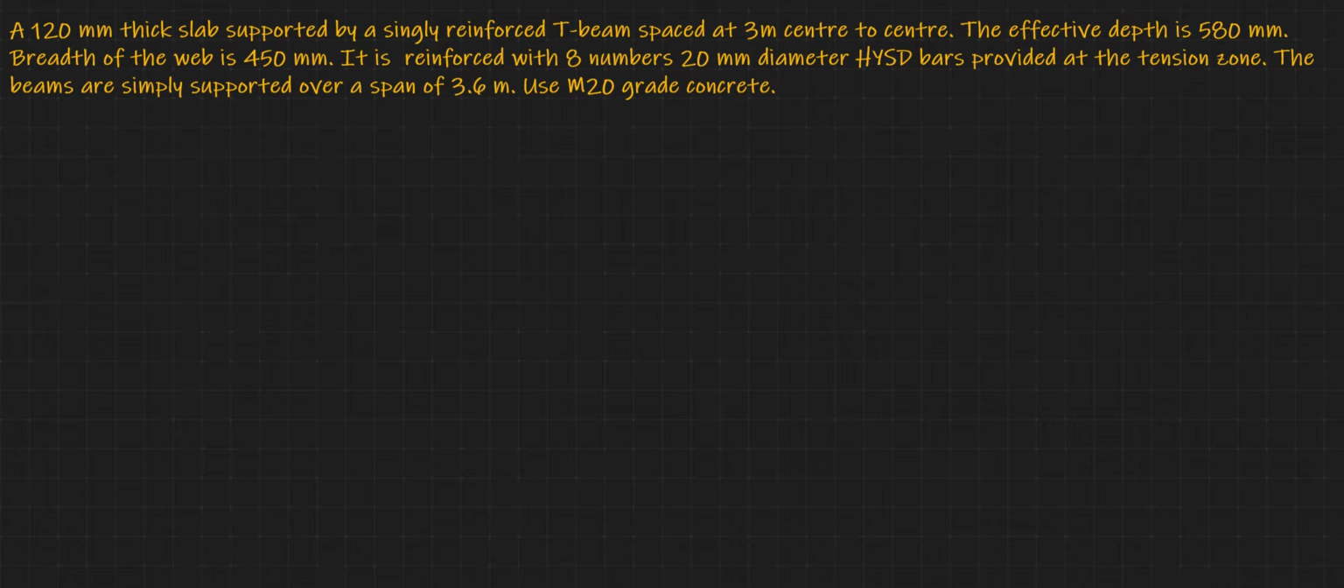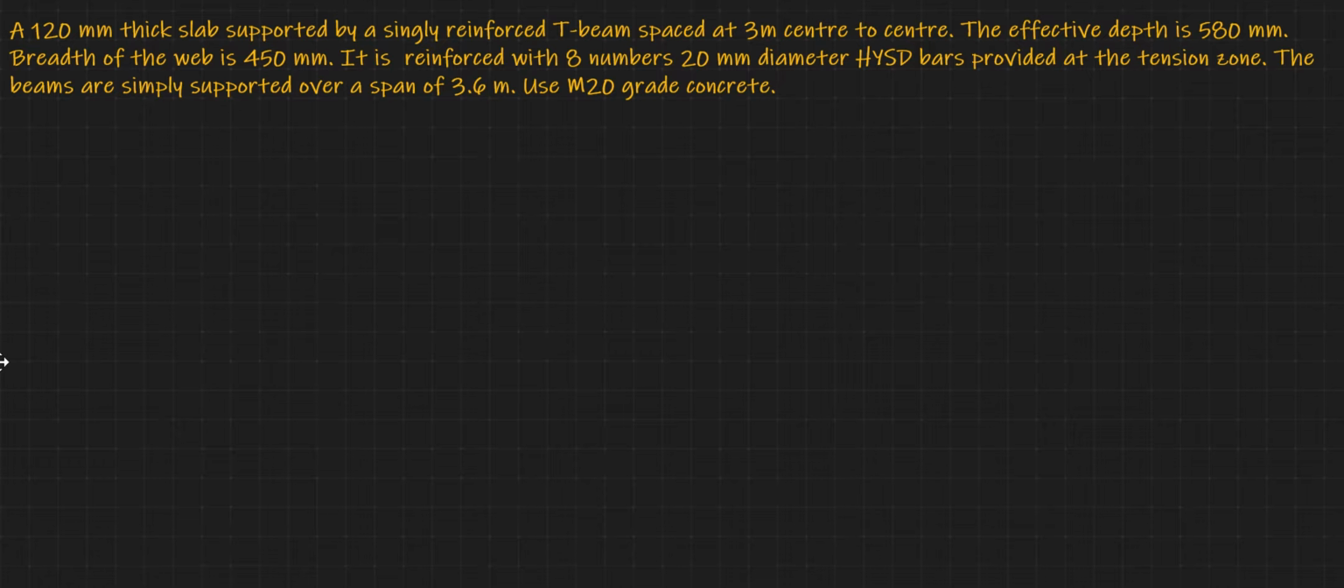So the first question: a 120 mm thick slab supported by a singly reinforced T-beam spaced at 3 meters center to center. The effective depth is 580 mm. Breadth of the web is 450. It is reinforced with 8 numbers 20 mm diameter HYSD bars provided at the tension zone. The beams are simply supported over a span of 3.6 meter. Use M20 grade concrete. So here the question is given the slab is supported by a singly reinforced T-beam spaced at 3 meters center to center.